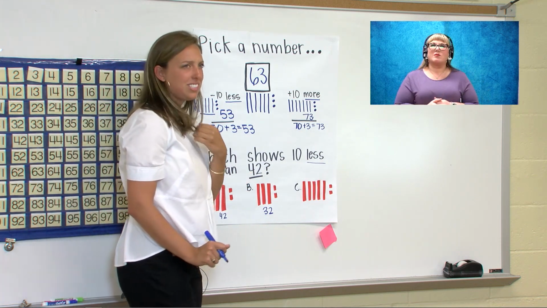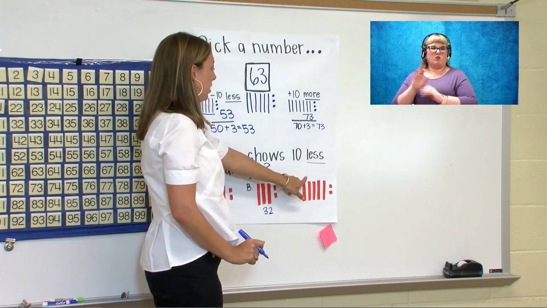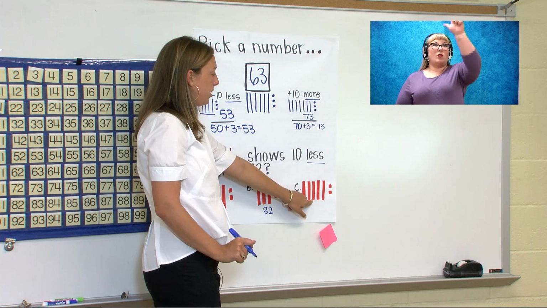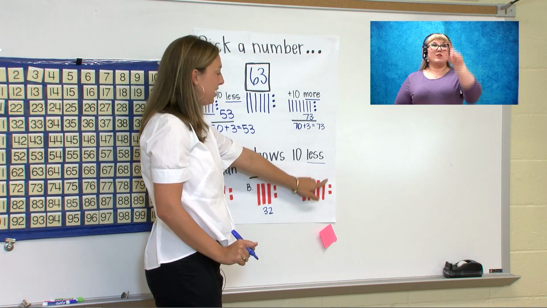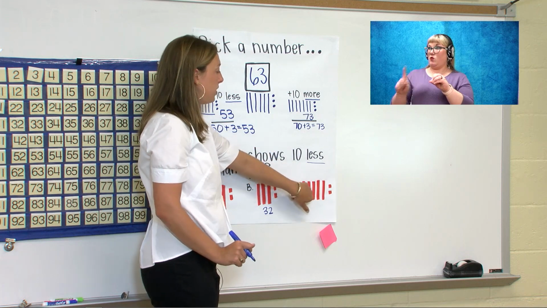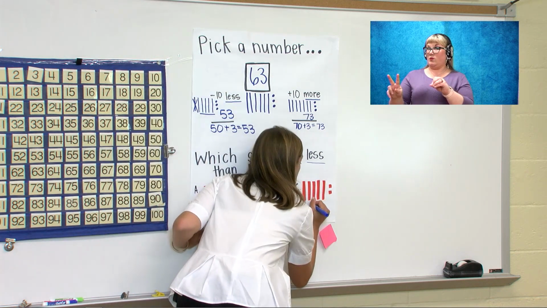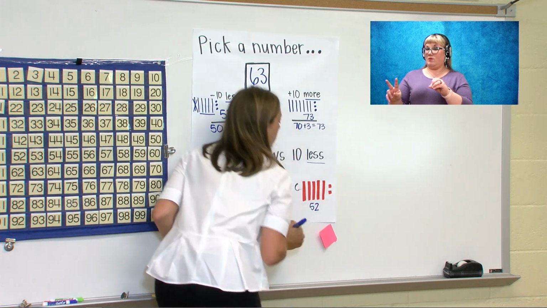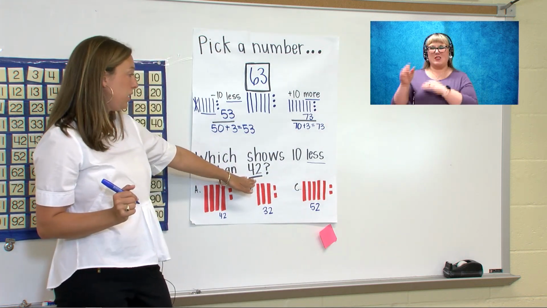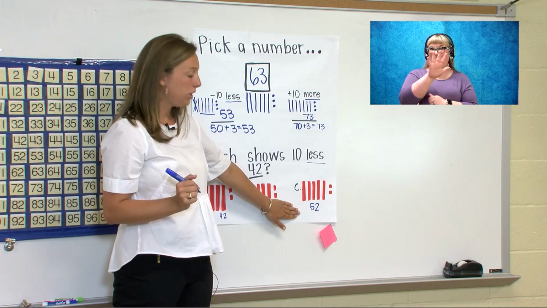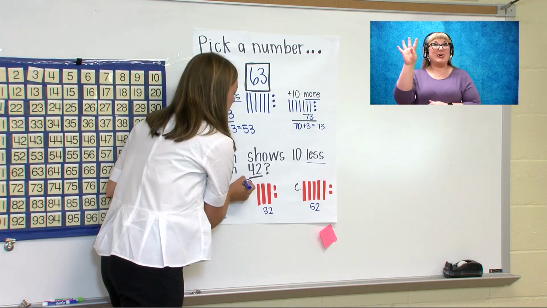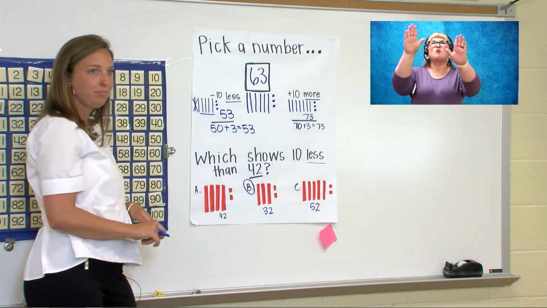But let's just check C just in case. 10, 20, 30, 40, 50, 51, 52. We were looking for 10 less than 42, so 52 could not be correct. So if you chose the letter B, you did a fantastic job.